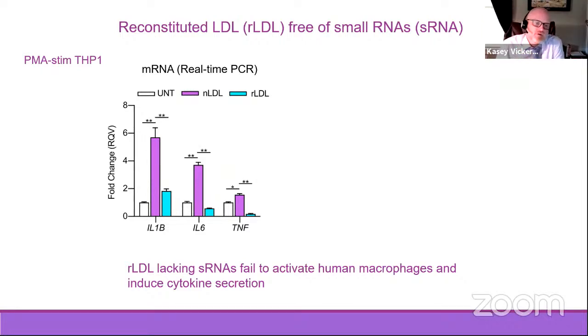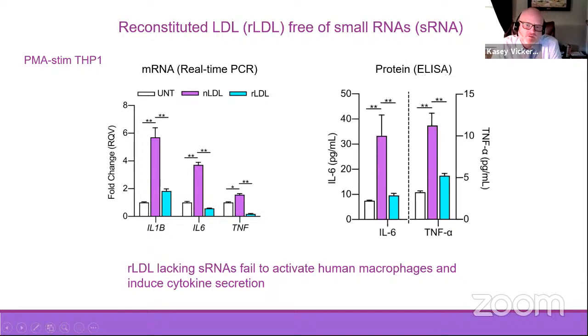So here on the left, we have the mRNA analysis that native LDL turns on IL-1 beta around 5-fold, IL-6 around 4-fold, and a little bit of TNF alpha. Then at the protein level, after 24 hours in the media, using ELISAs, IL-6 is significantly increased, as well as TNF alpha. However, in blue, the reconstituted LDL that lacks small RNA fails to induce the cytokines. So this is really exciting data for us.